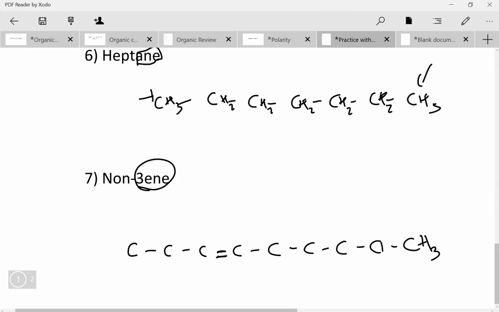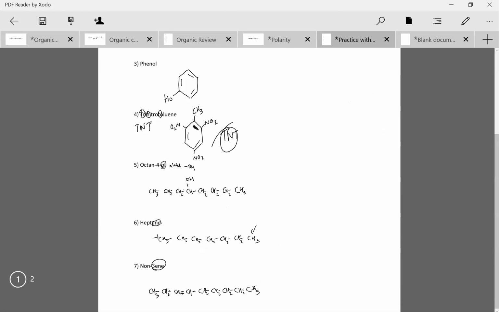1 bond, 3 hydrogens, 2 bonds, 2 hydrogens, 2 bonds, 2 hydrogens, 2 bonds, 2 hydrogens, 2 bonds, 2 hydrogens. This carbon has 1, 2, 3 bonds, so 1 hydrogen. This carbon has 1, 2, 3 bonds, so 1 hydrogen. 2 hydrogens, 3 hydrogens. That's non-3-ene.